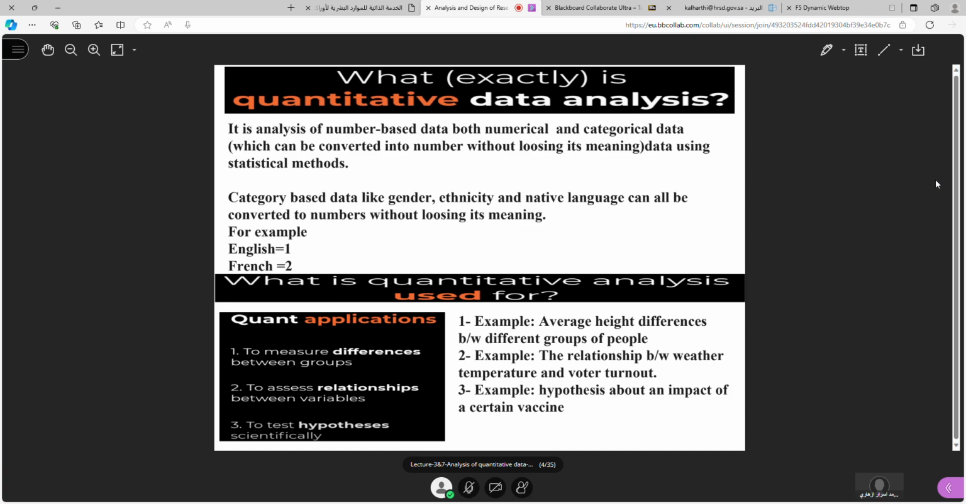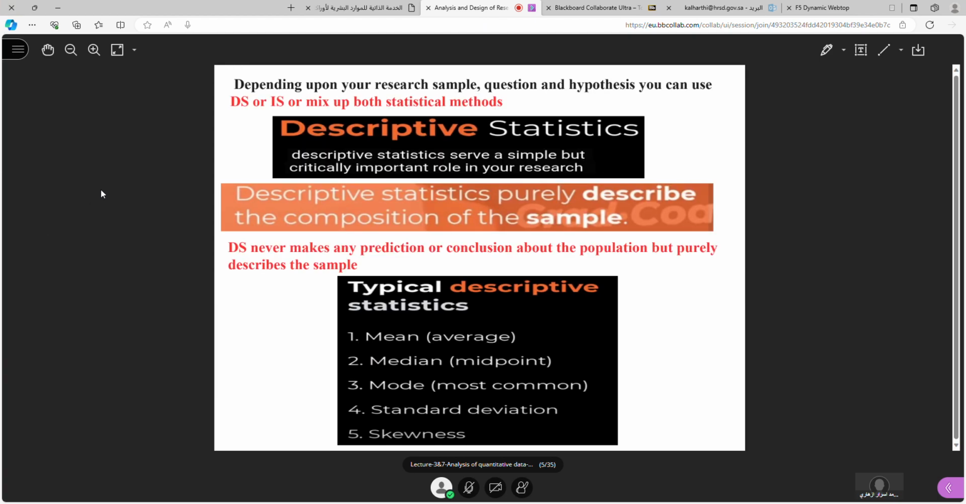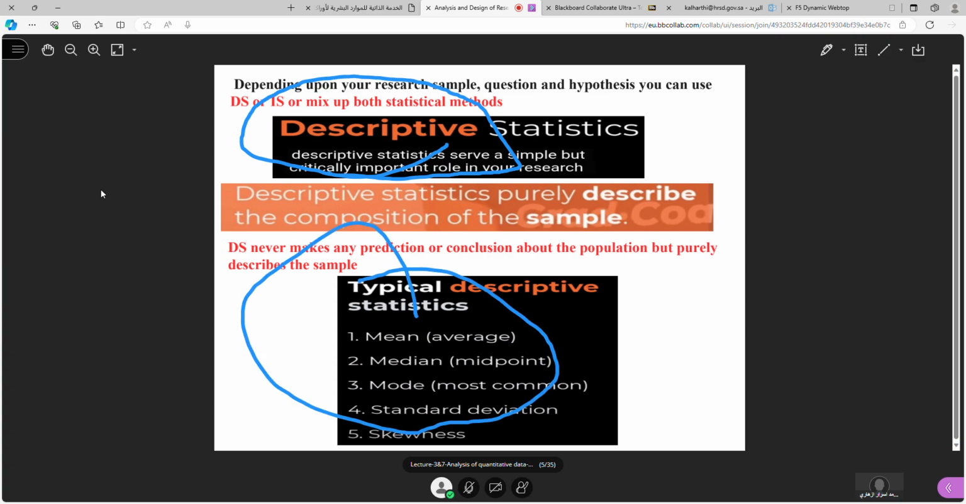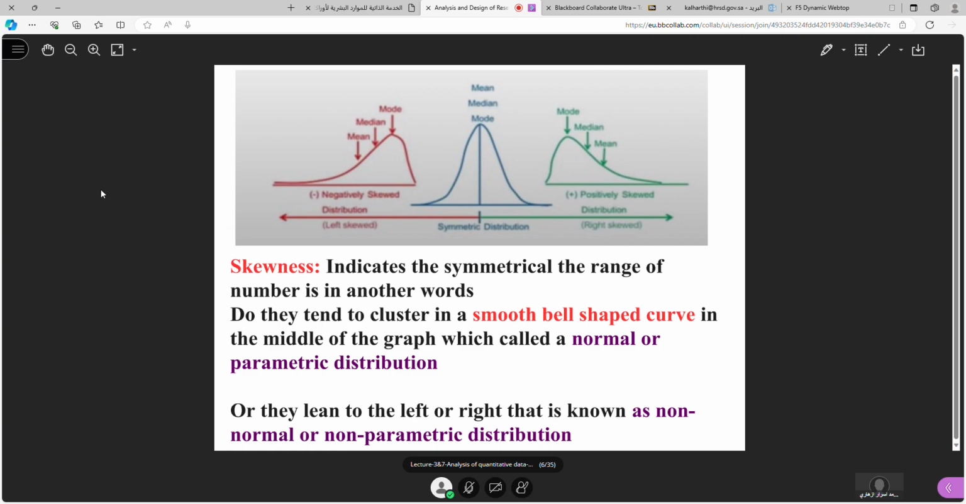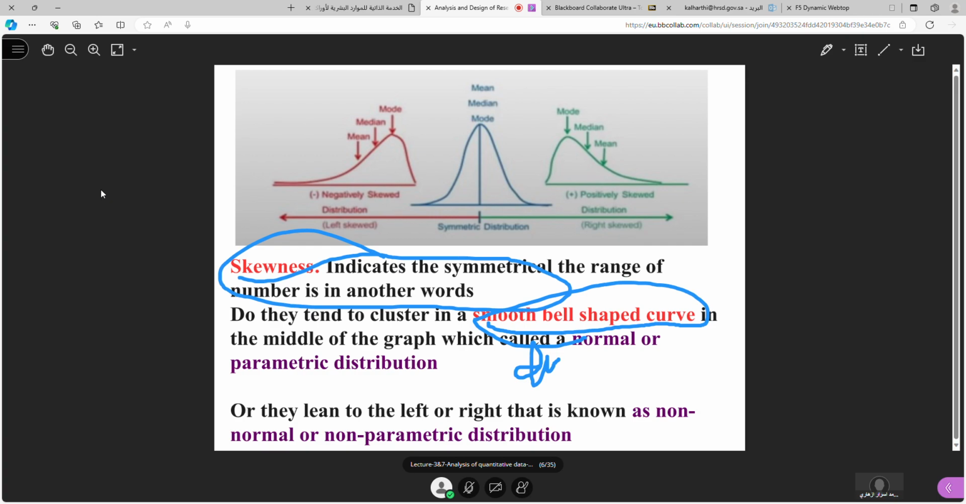What is the quantitative analysis used for? To measure the difference. This is important. Here, descriptive statistics. What is the purpose of descriptive statistics, and what is used for it? Mean, median, all components are descriptive statistics. Just MCQs. Skewness, you have to remember what skewness is, and if it is not skewed, it will be a nice bell-shaped curve. Here one writing question is the difference between normal and parametric distribution and non-normal and non-parametric distribution, in just two lines.